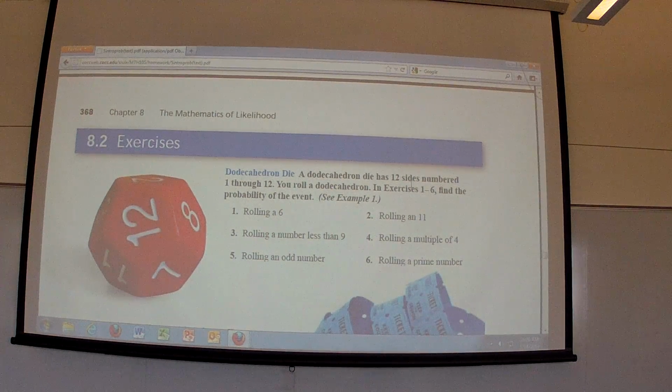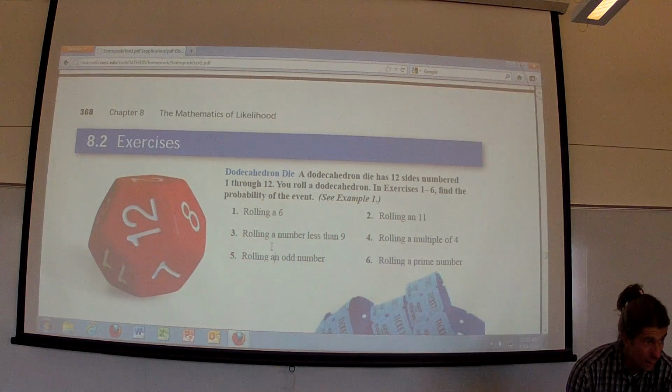Okay, so here we go. Exercise 1, a dodecahedron die. That's one of these guys here. Dodeca. Isn't that cool? Cool word. 2, do, 10, deca, together 12. Very, very cool. 12 sides, numbers 1 through 12. You roll a dodecahedron. Exercises 1 through 6: find the probability of the event. Rolling a 6. What's the chance of rolling a 6? It's 1 out of 12.